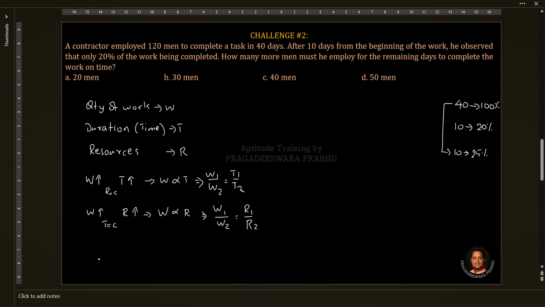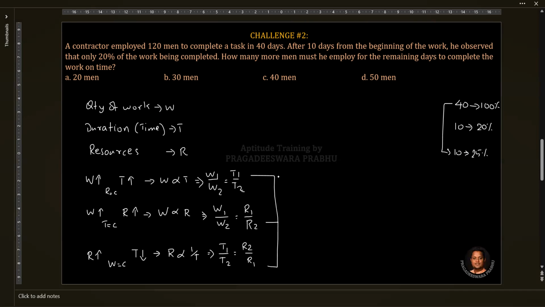Similarly, by keeping work constant, if you increase the number of resources, time taken to complete that work will reduce. By deploying more employees, time taken will be reduced to complete the work. So from this we can say resource and time are inversely proportional. So from this we can say T1 by T2 equal to R2 by R1. So these equations are used to solve for the required value when two parameters are given.